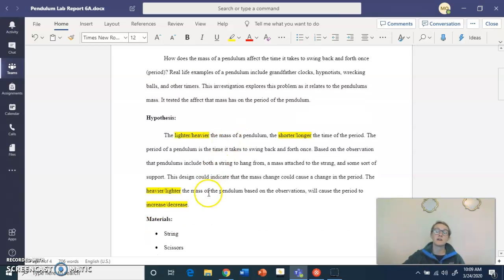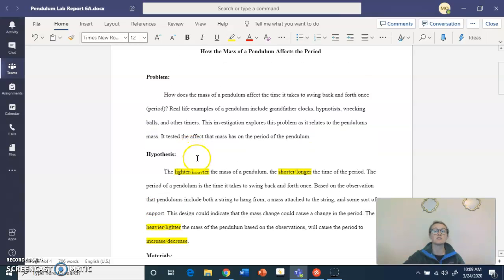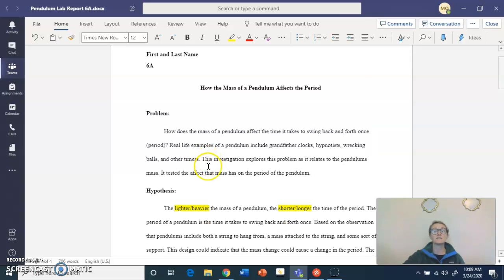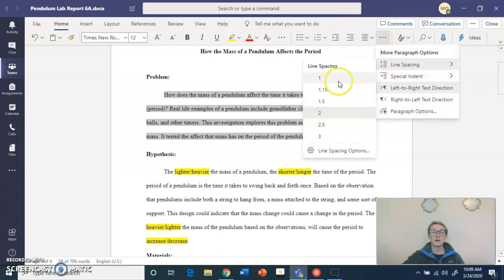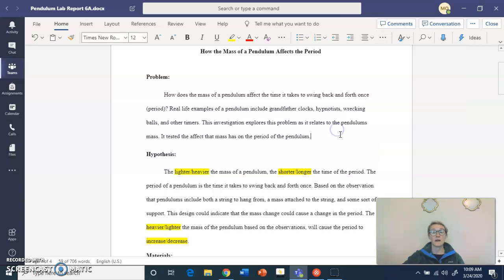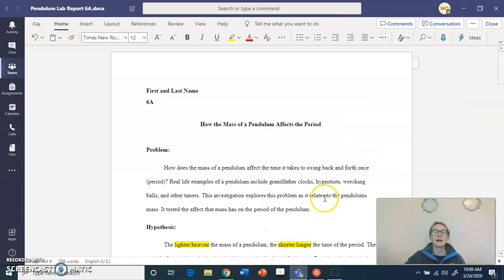Please make sure that it is all on there. It is 2 separate paragraphs. It is Times New Roman, 12-point font, and has the double line spacing for your paragraphs.